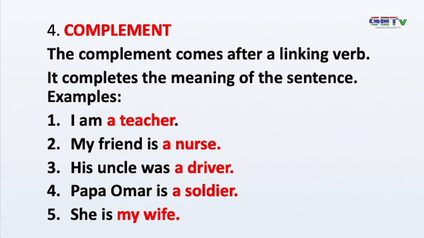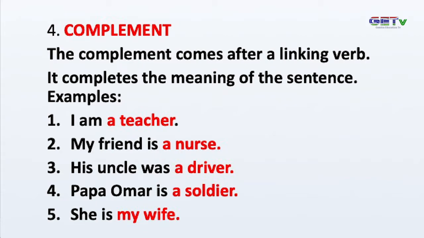Number 4, Papa Omar is a soldier. When you say Papa Omar is, you stop there. People will not understand. Of course, they will know that you're talking about Papa Omar. But what about him? So you add a complement, a soldier. Number 5, she is my wife. If you say she is, you stop. People will not understand. But when you add the complement, my wife, of course, everybody understands.